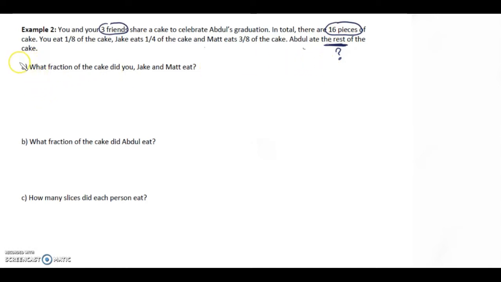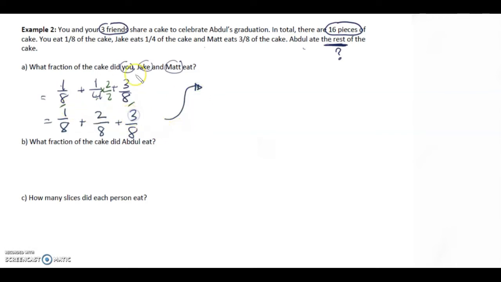So first, A, what fraction of the cake did you, Jake, and Matt eat? So I ate 1/8, Jake ate 1/4, Matt ate 3/8. So we have 2 common denominators here, and if we multiply 4 by 2, we'll also get a common denominator. So we would have to multiply 1/4 by 2 over 2. Again, we're just multiplying by 1. It's not so scary. Something equivalent. We get 1/8 plus 2/8 plus 3/8.